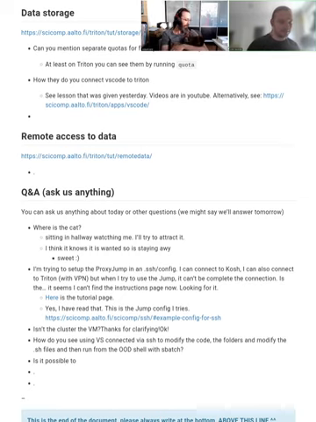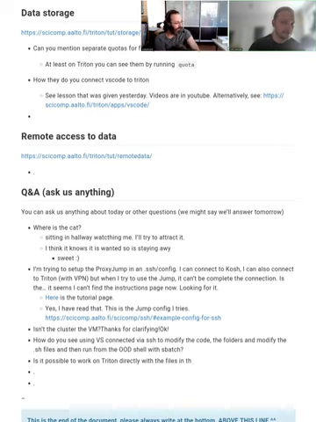There's a good question, related to this, because I think things have changed quite a bit. The code transfer is very easy using Git, but there was a question about how do you see using Visual Studio connected via SSH to modify the code folders and modify the .sh files and then run from the OD shell with sbatch. I think that's something that a lot of people are nowadays doing, more and more.